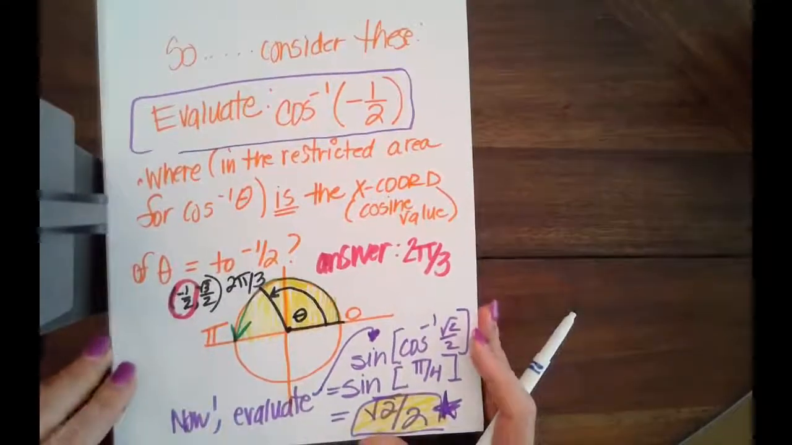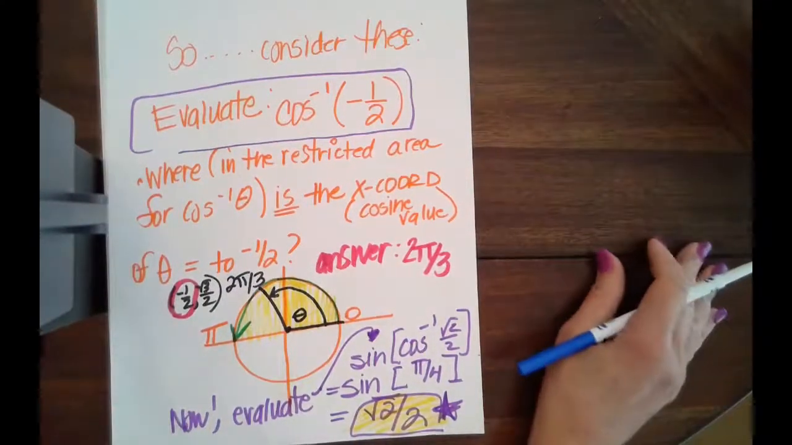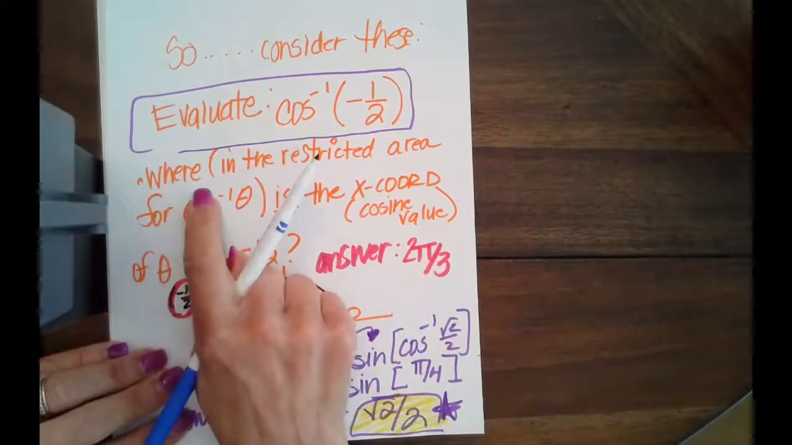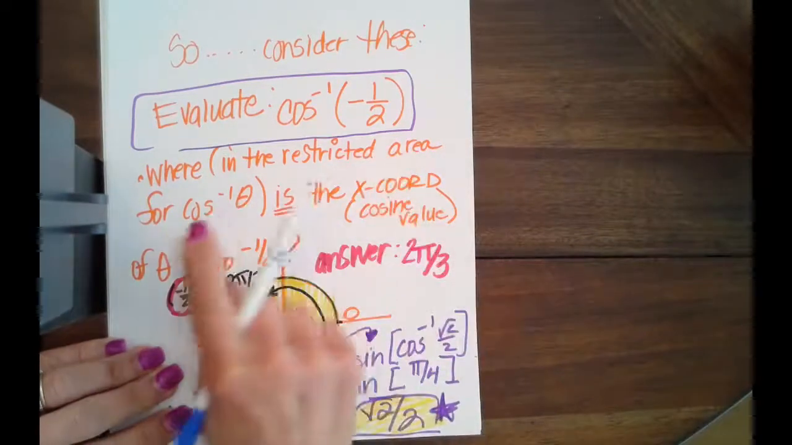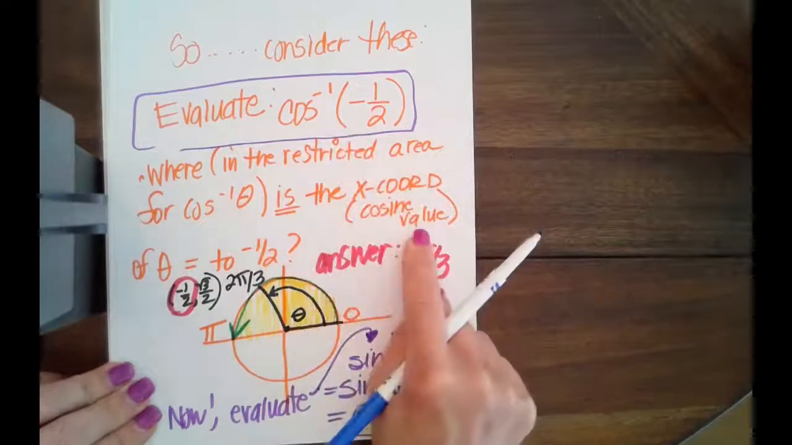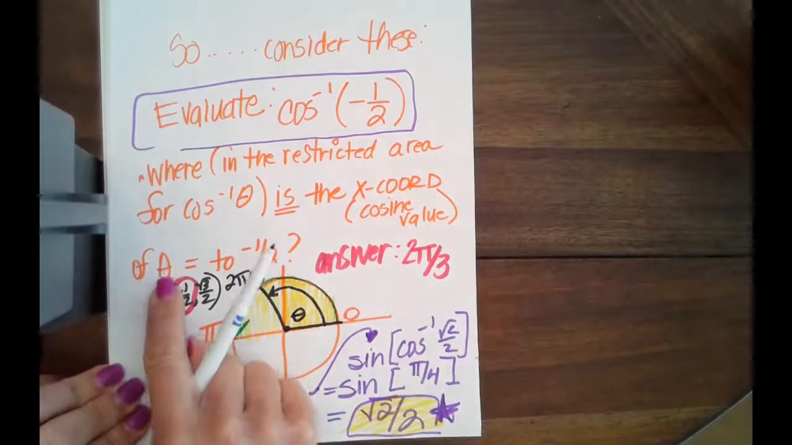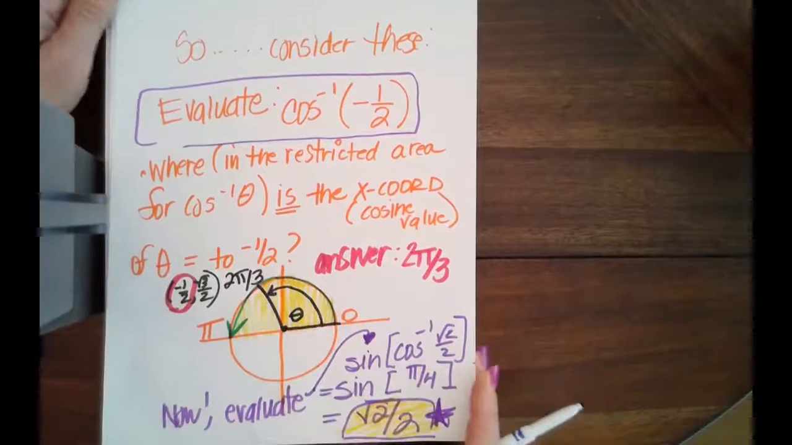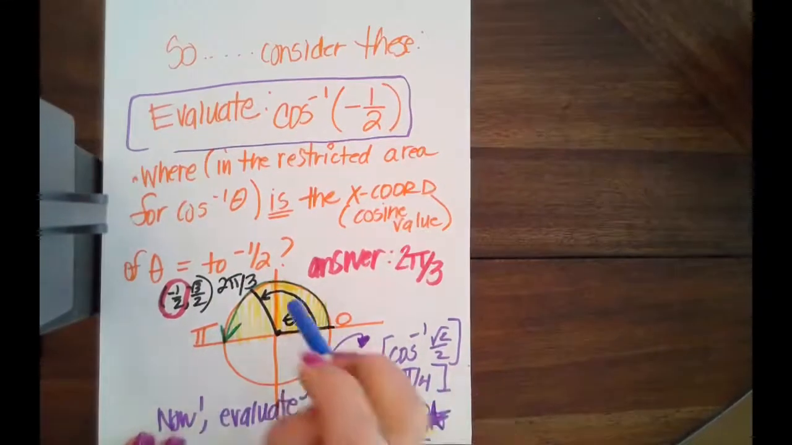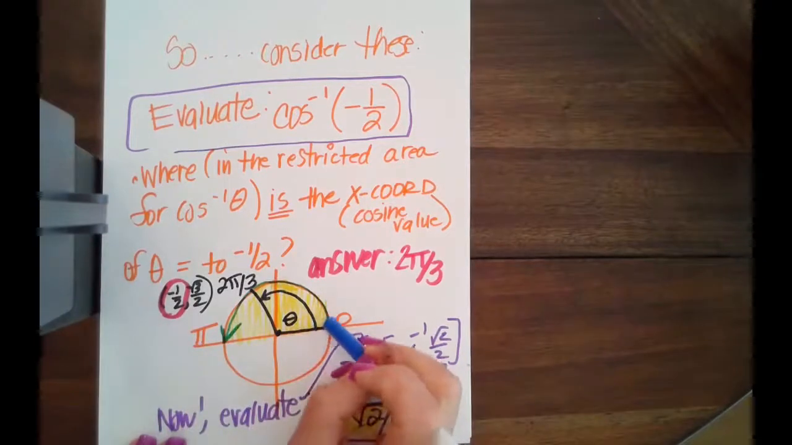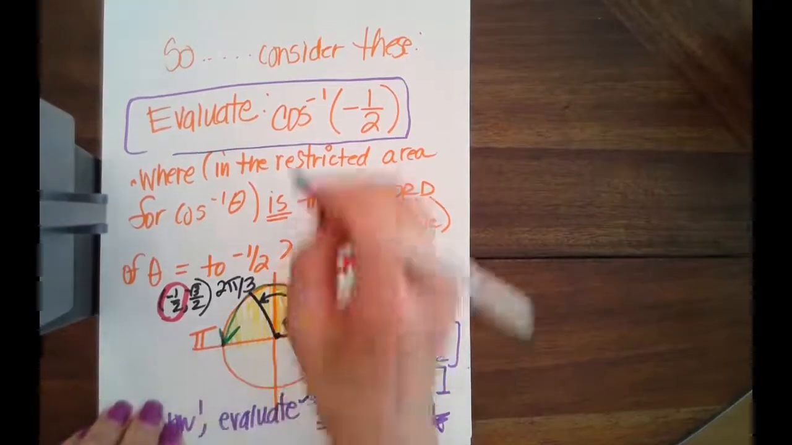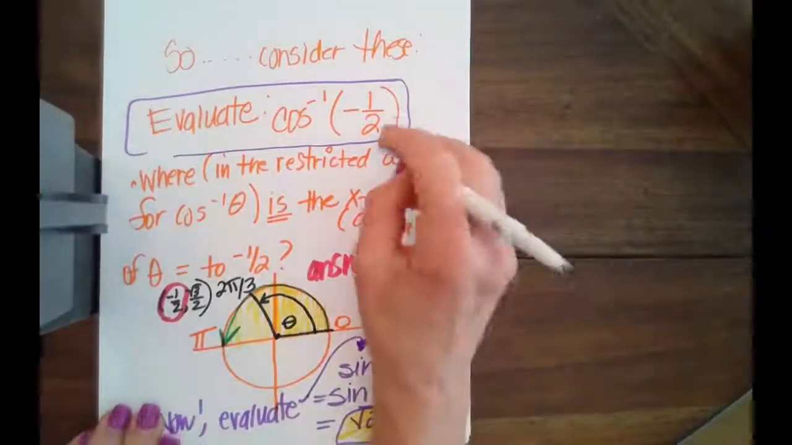Say we want to evaluate the inverse cosine of -1/2. In your mind, you're asking where in the restricted area for inverse cosine is the x coordinate, because we're talking about cosine, such that the cosine value of theta is equal to -1/2. I have to stay in my restricted area, quadrant 1 and quadrant 2, from 0 to pi, and somewhere there is a theta that has an x coordinate of -1/2.